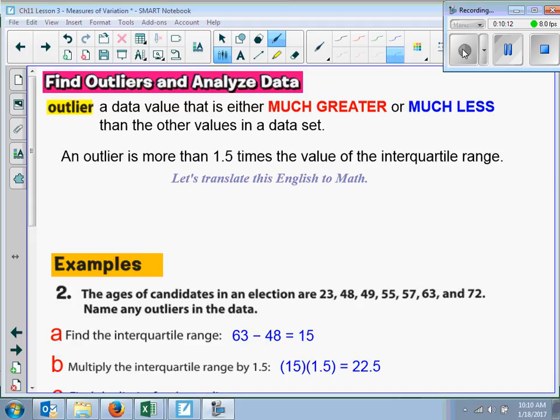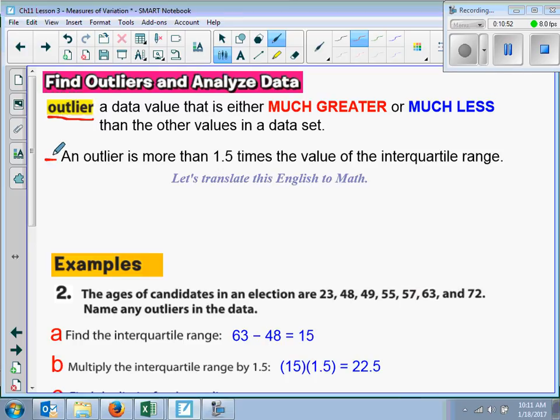So now we're going to find outliers and analyze the data. Now, you need to know what an outlier is. So please make sure you write down this definition, the outlier. The outlier is a data value that is either much greater or much less than the other values in a data set. An outlier is more than 1.5 times the value of the interquartile range. Okay?